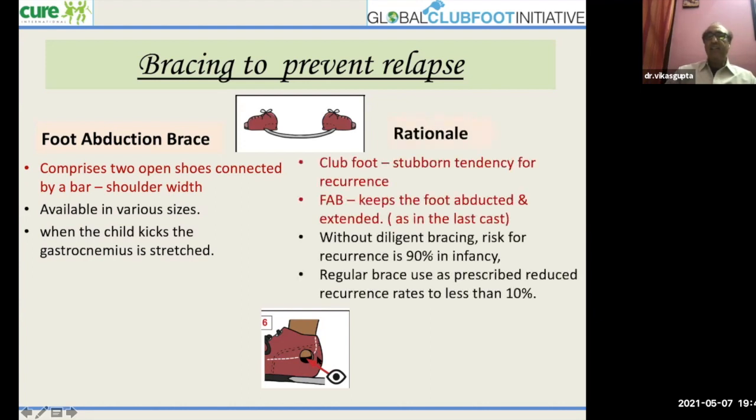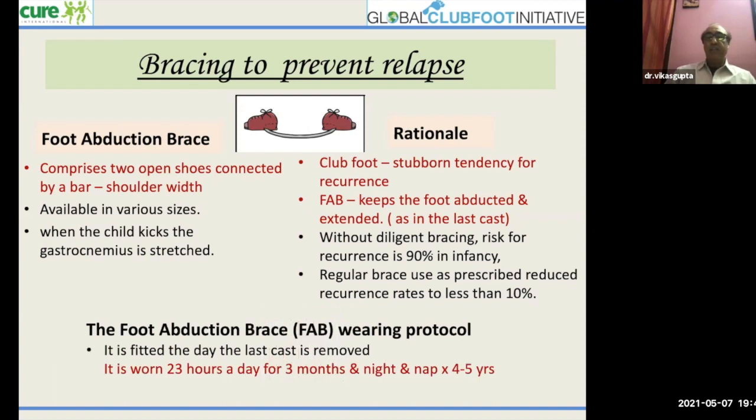So why bracing? Because clubfoot behaves like an elastic band, with a stubborn tendency for recurrence. These are the braces which keep the foot abducted and dorsiflexed, similar to the last cast. It has been shown by multiple papers that without bracing, the risk of recurrence is more than 90% in infancy. I think this is the commonest reason for early relapse. And regular brace use, as prescribed, reduces the recurrence rate to even less than 10%.